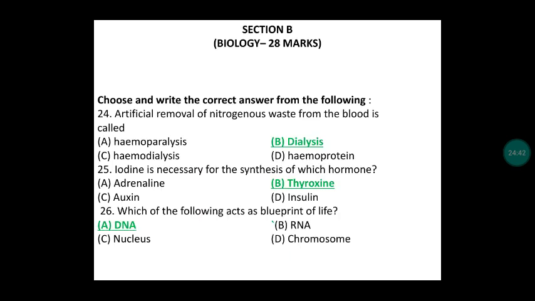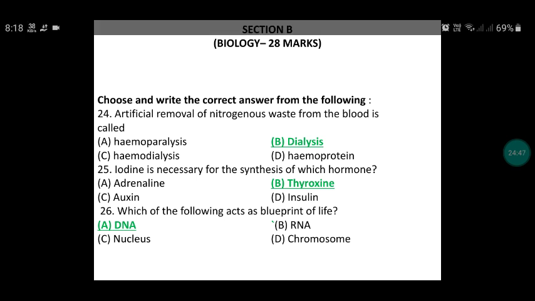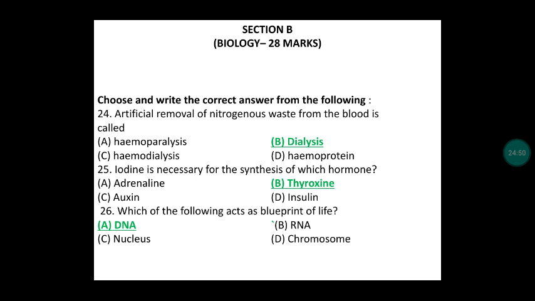Now to the last section, that is biology. Here the questions are from the MCQ portion. Artificial removal of nitrogenous waste from the blood is called dialysis. Iodine is necessary for the synthesis of which hormone? That is thyroxine. Which of the following acts as a blueprint of life? That is DNA.